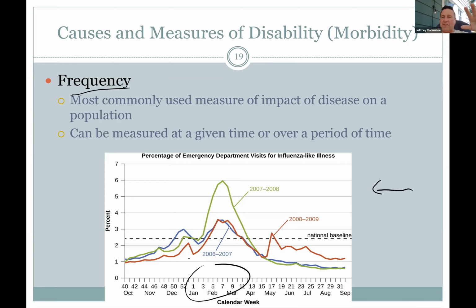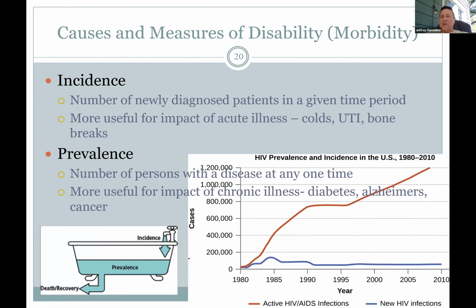Now, a couple measures of frequency that are important is the difference between incidence and prevalence. Incidence is the number of people that are diagnosed with the disease in some unit of time, usually per year. And you have to define what group you're talking about. That is usually used with acute things like incidence of colds or UTI or a bone break. You're going to see it because it happens, and for how many people does it happen in a year?